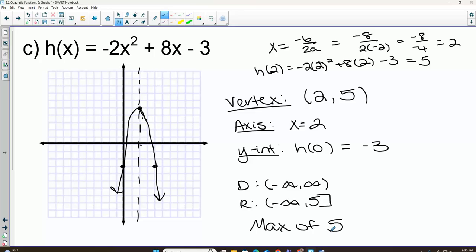On the Math Excel, some questions would ask you like increasing, decreasing, and a few of you were confused over that. Remember, we did that on the last test. Where is this function increasing? Negative infinity to, give me the x value. 2. And then from 2 to infinity, it is decreasing. So parabolas are always sometimes increasing and sometimes decreasing. All right, any questions on that?